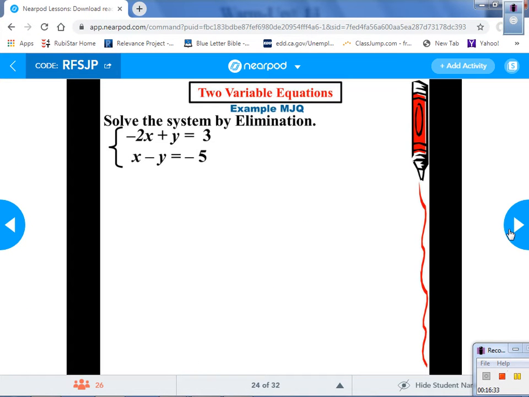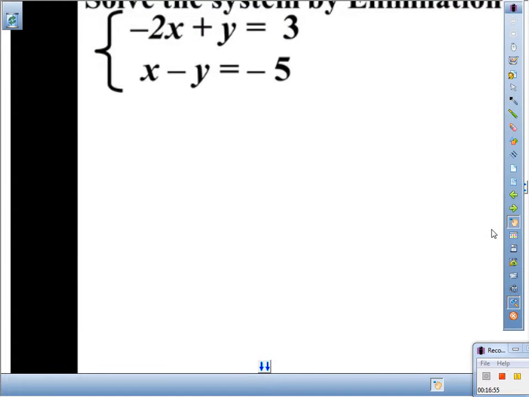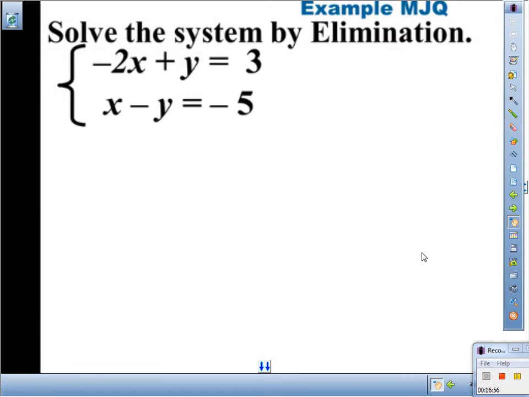Copy this one. -2x plus y equals 3, and x minus y equals -5. As you're copying that down, here goes the recap. We said that solving by graphing, the most important step was what? Solving both equations for y. Is that correct? For solving by substitution, what was the most important step? Solving one of the equations for one variable.